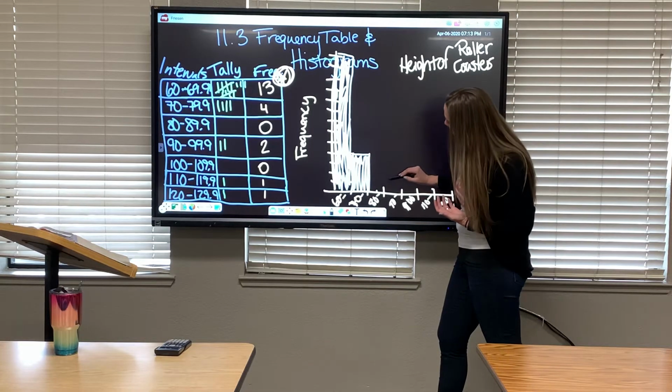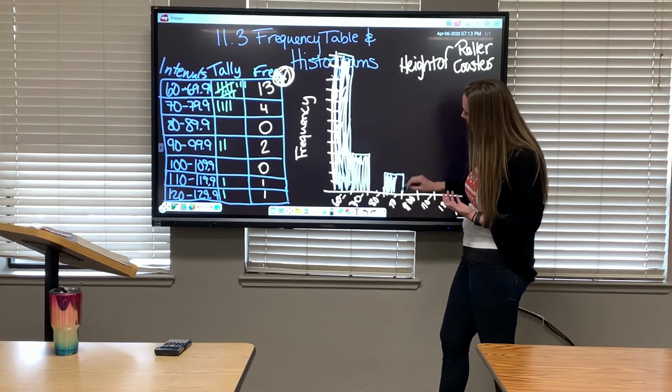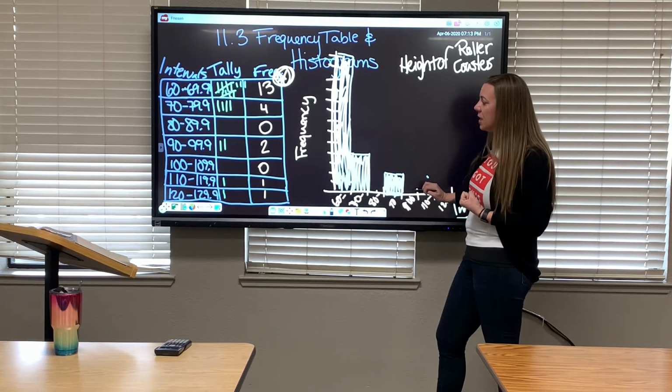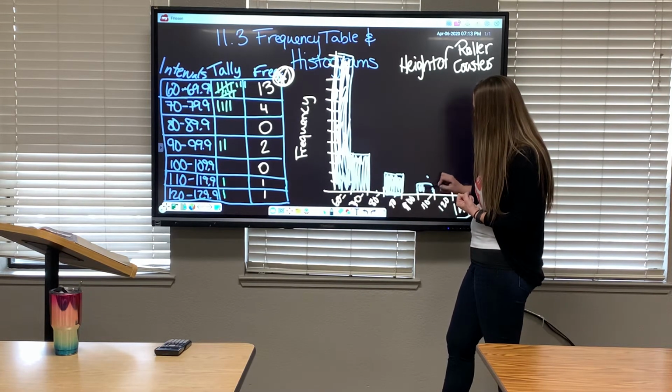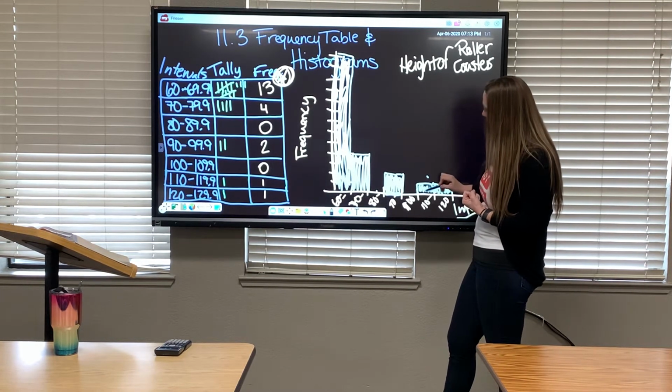In this next interval, I have 2 though, and it's going to cover that whole area, the whole width of that interval also. 90, that was the one I just did. I don't have any there, so this one I only have 1. And then this one I also have 1. And again, they're going to be smushed up next to each other.